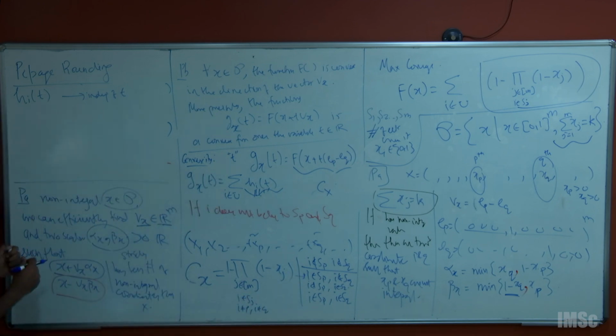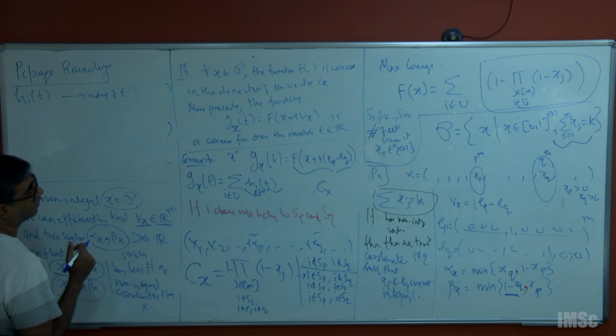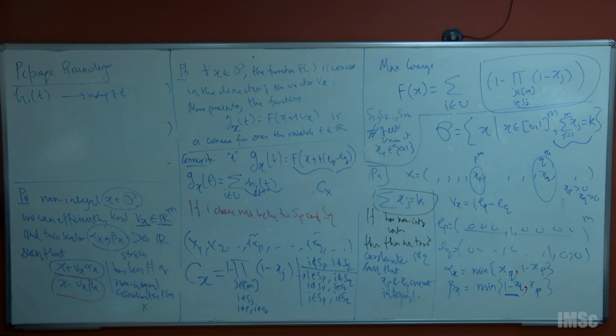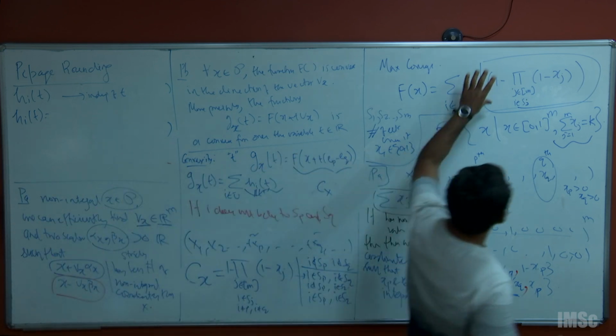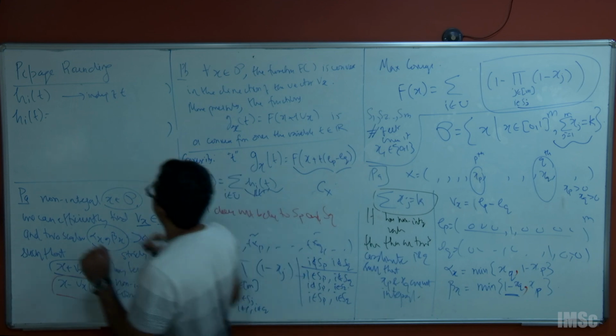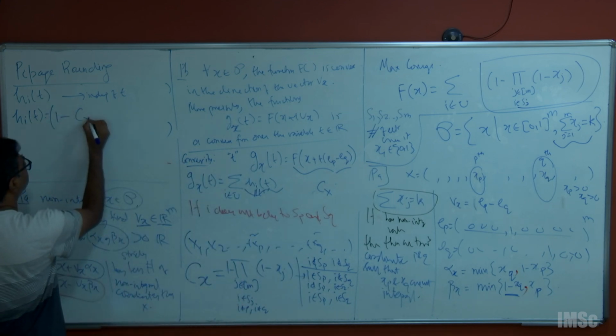What is this function? What is that function? Can someone tell me? In that case, what is this? I have written Cx. What will that function be? Then in this case, can I write my hi of t as what? 1 minus a product of something, right? So this is 1 minus Cx, that's the first thing.